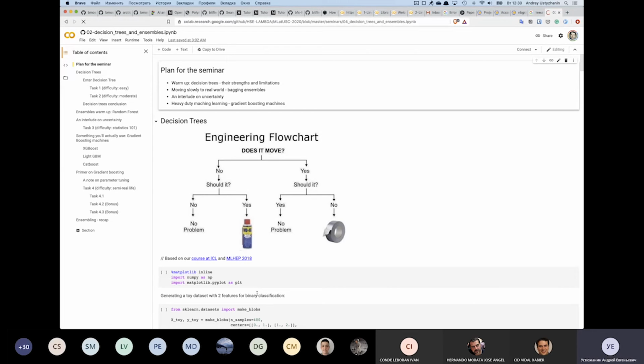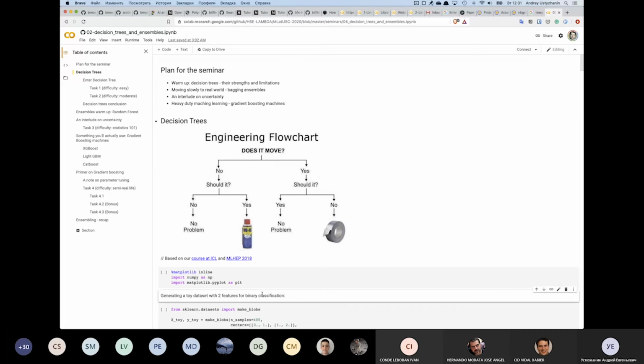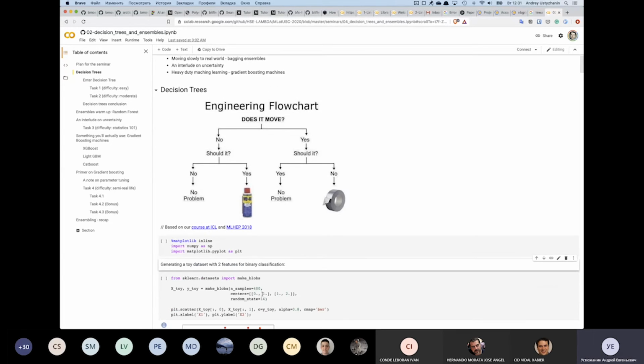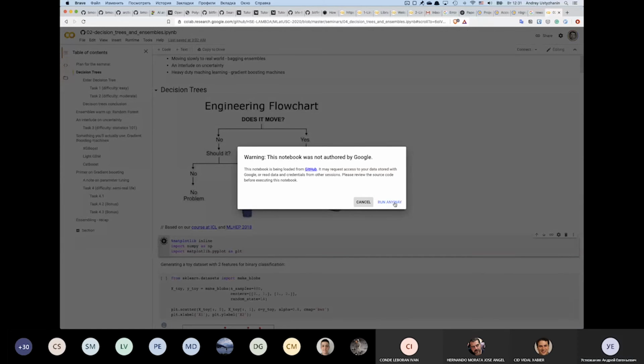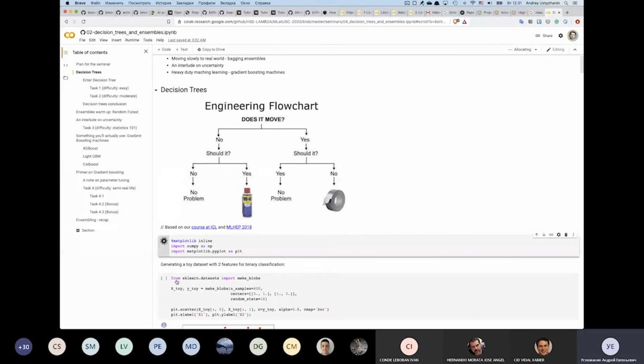So let's recap what is a decision tree. You see that there is a very quick engineering example of how you can solve any problem with just tape and WD-40. And then let's continue with some code. So we start with importing necessary libraries. And then we generate an artificial data set.